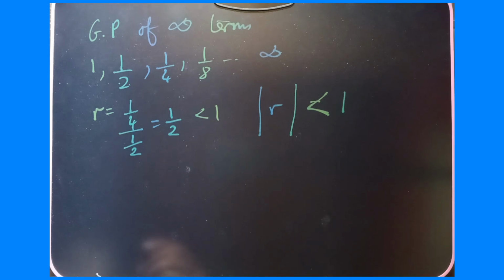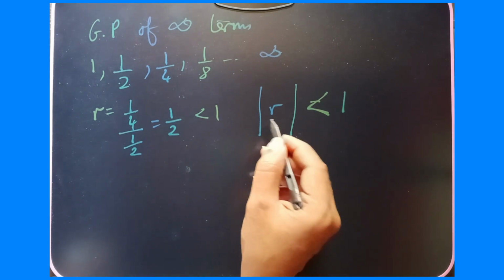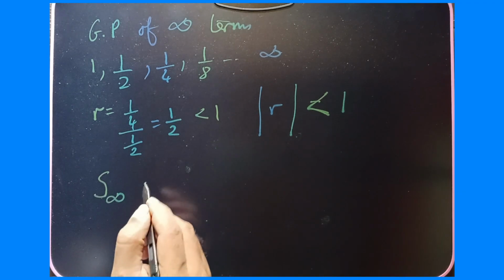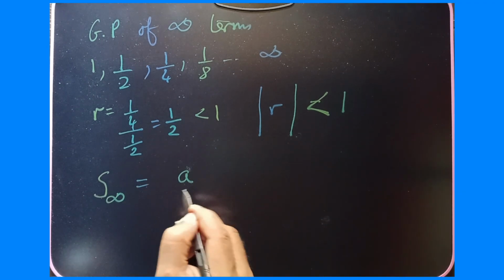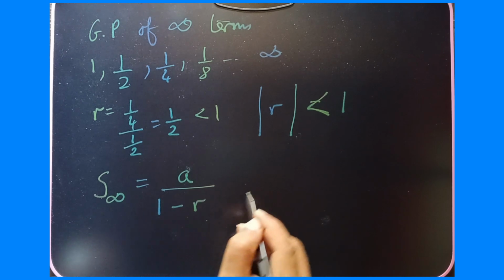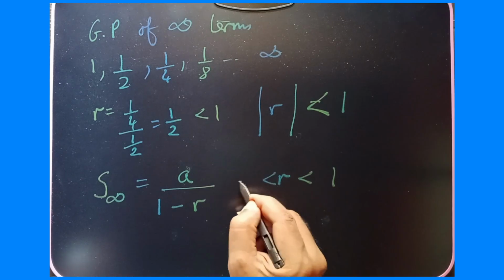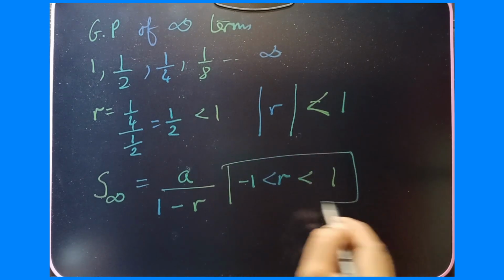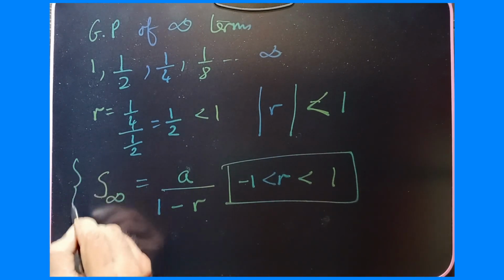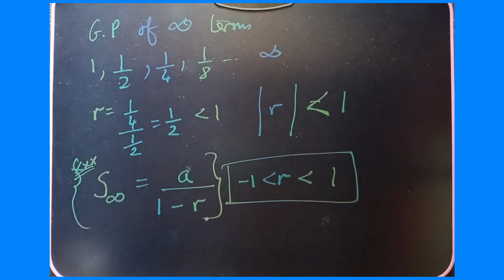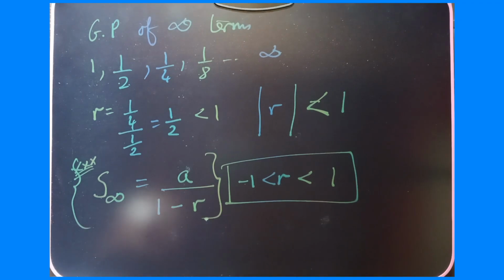In such a case, where the ratio is less than 1, the sum of infinite terms is equal to a divided by 1 minus r, where r is less than 1 but greater than minus 1. So this was the infinite series specific case which we have seen.